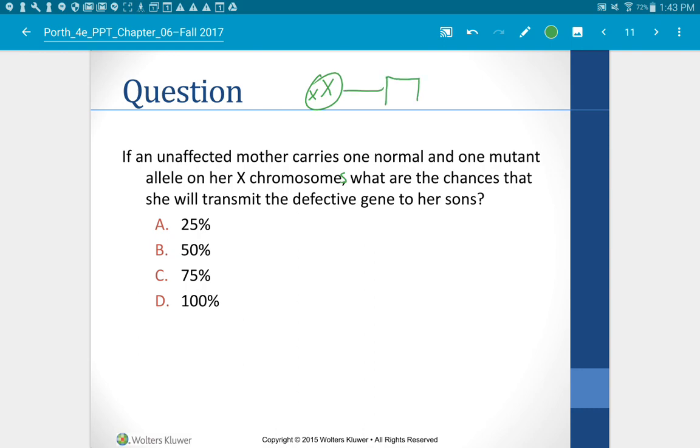So it doesn't really matter what the male is here. We're just asking, okay, what are the chances for any sons that come of this? So what do you think? Yeah, 50%, because she has two copies. One's bad, one's good. Each male is only going to get one of those, and it could be one or the other, and so it's going to be 50%.